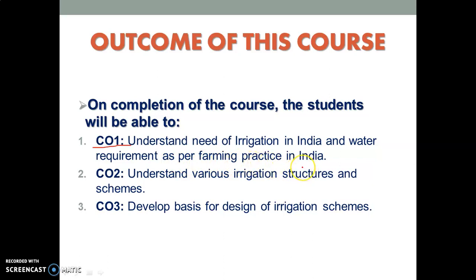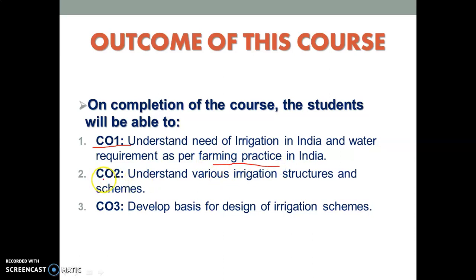So the first outcome is that the student will understand the need of irrigation in general, and then the need of irrigation in a country like India, where there is rainfall for just 3 to 4 months of the monsoon season. We'll also see the water requirement for different agricultural fields and crops, as well as the different farming practices performed in different parts of India.